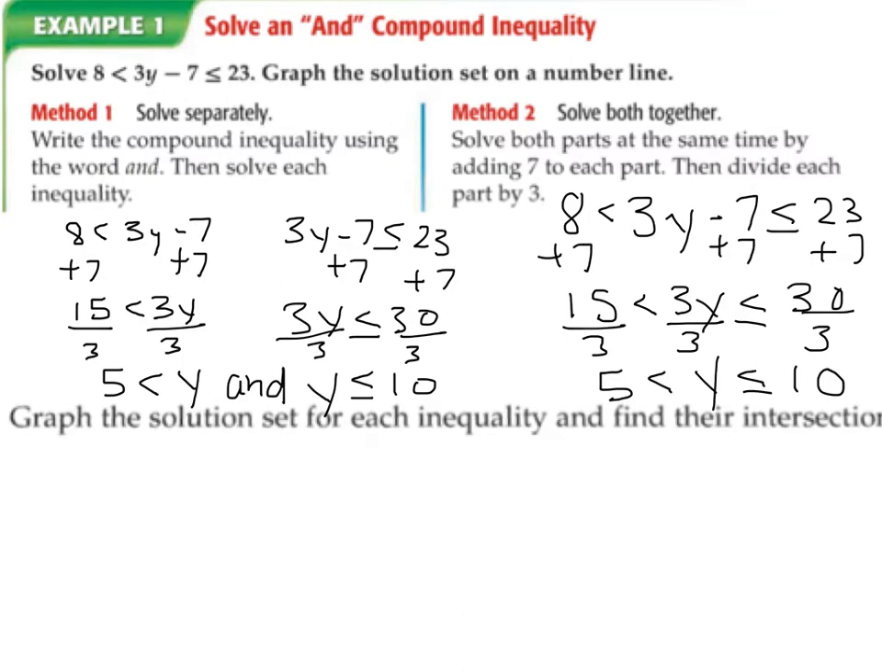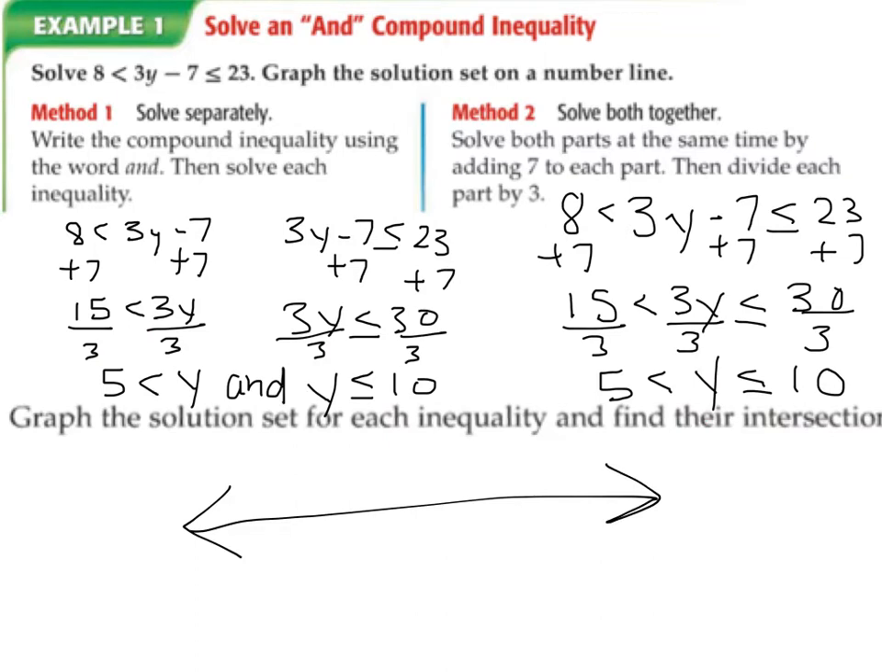If we look at these two answers, here we have 5 is less than y, here we have 5 is less than y. Here we have y is less than or equal to 10, here we have y is less than or equal to 10. So you're going to get the same answer either way you do it. You just need to pick whichever one's more comfortable for you. So let's go ahead and graph this.